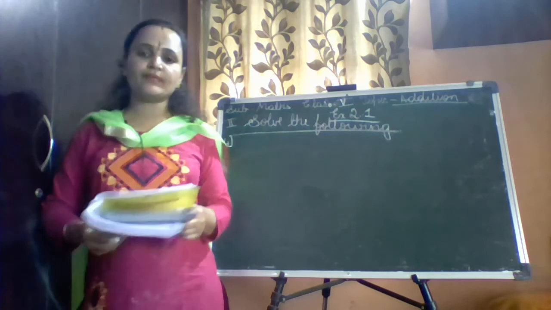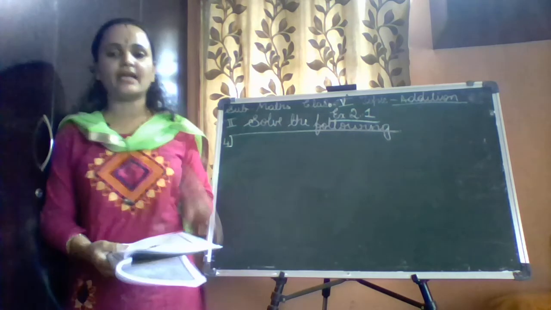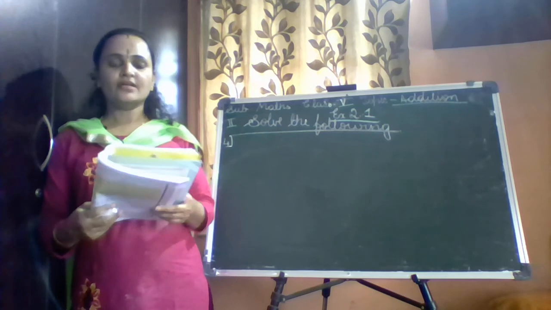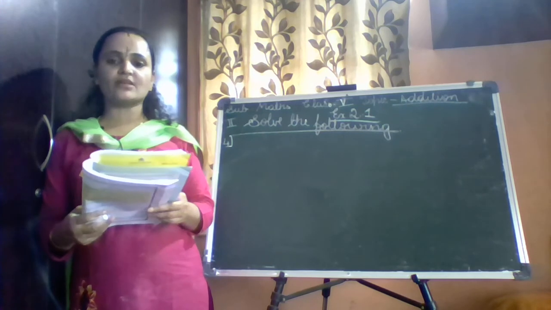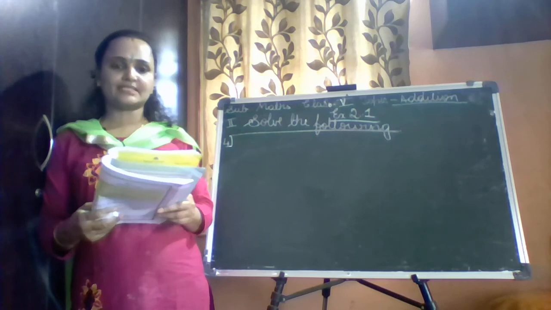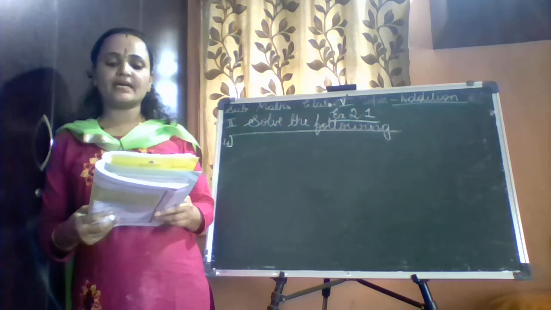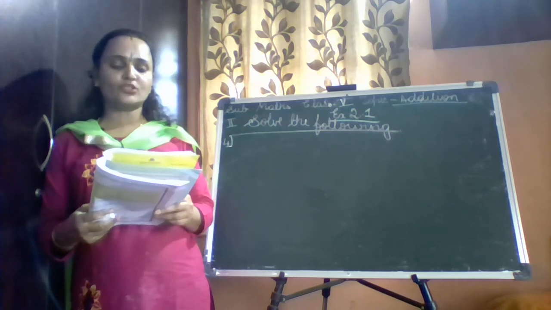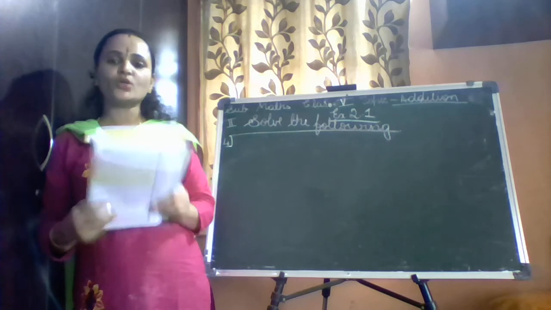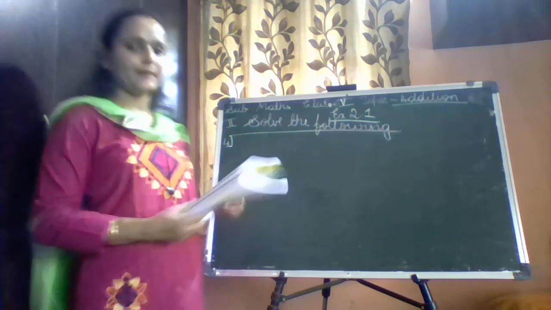So there is a library. In the library there are 3 language books: Kannada, Hindi and English. Kannada they are having 17,943 books. Hindi they are having 14,635 books. And English they are having 10,284 books. So now we have to find the total number of books in the library.